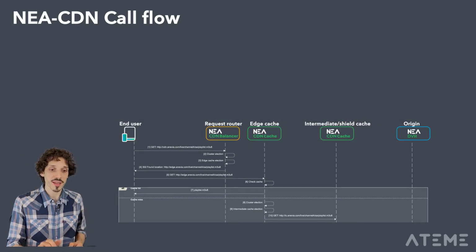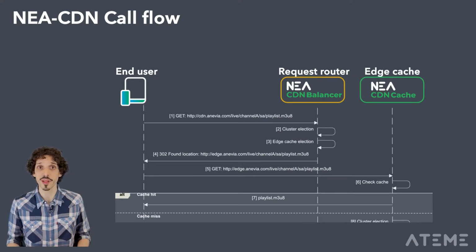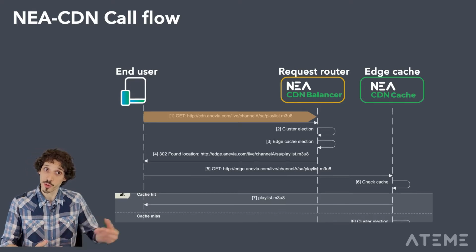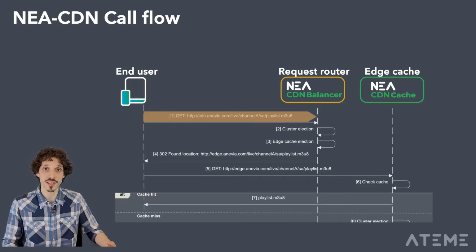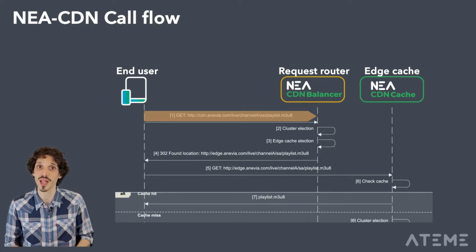So as we explained, the session is going to start with the player requesting the manifest or the playlist to NEA CDN Balancer. This is done automatically through the web application or the mobile device application, exposing all the content available to the end user. So when he clicks play, this is basically going to send a request to NEA CDN Balancer.